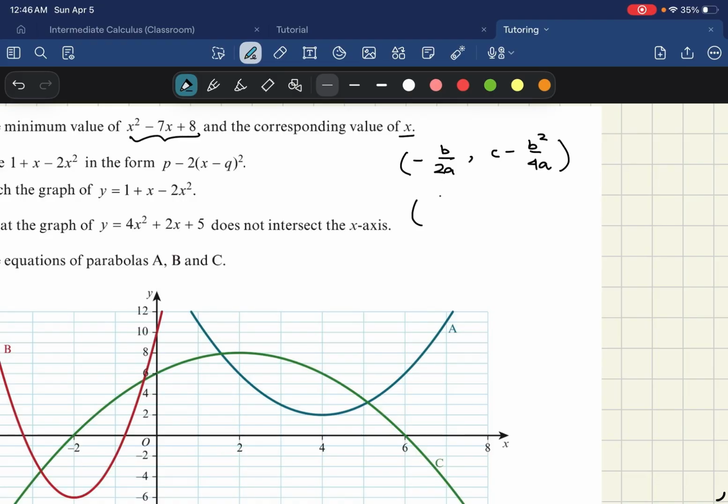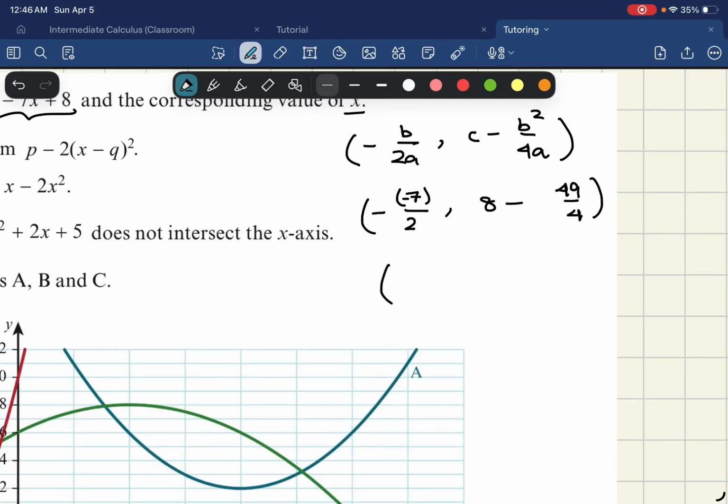So minus b over 2a. Minus b is negative 7, and 2a is just 2 times 1, which is 2. And c is 8 minus b squared, which is 49 over 4. And we can just simplify this. So we have 3.5, 7 by 2, comma, 8 minus 49 by 4. So 8 is 32 by 4. So 32 minus 49 by 4 gives me minus 17 by 4.